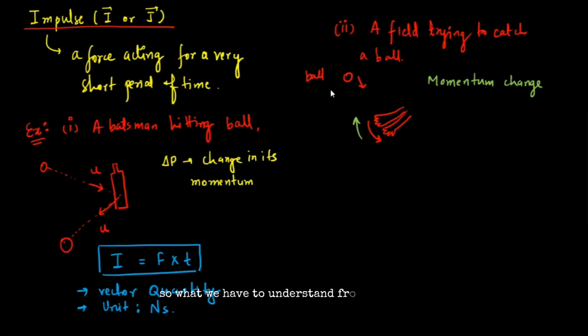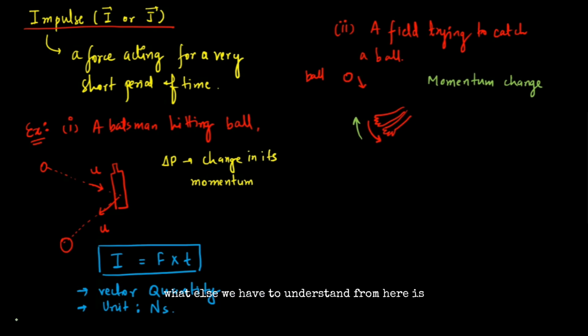So what we have to understand from impulse is that impulse is a quantity which expresses that a force acting for a very short period of time is capable of changing the momentum of the body, and that whole thing is called impulse. So we just give the name, we just give the quantity. That impulse is something force into time.